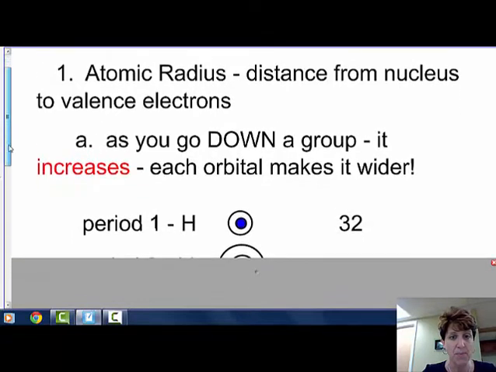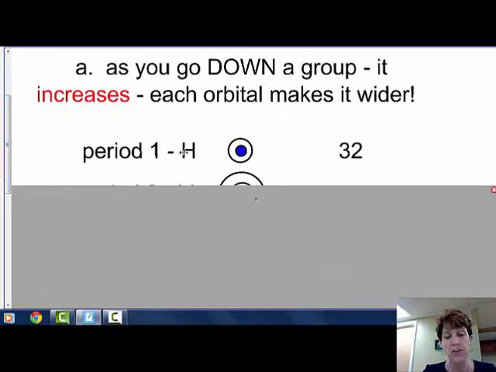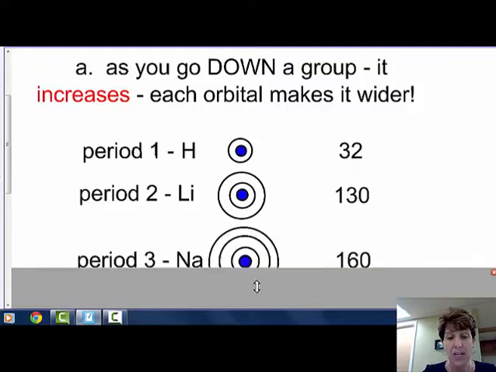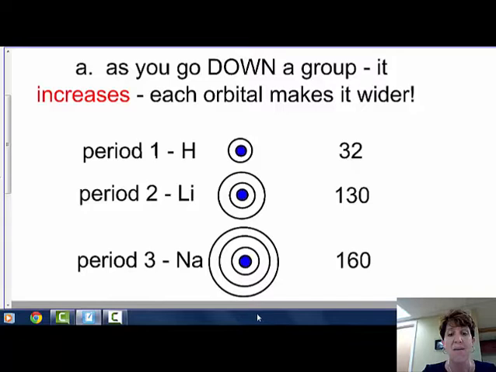So here I have an example for you. In period 1 is hydrogen with just a single ring, and its atomic radius is 32. Period 2 is lithium, 2 rings or 2 energy levels, 2 orbitals. Its atomic radius is 130. And in period 3, sodium. These are all group 1, but they each have one more orbital, so their radius is increasing for each one.